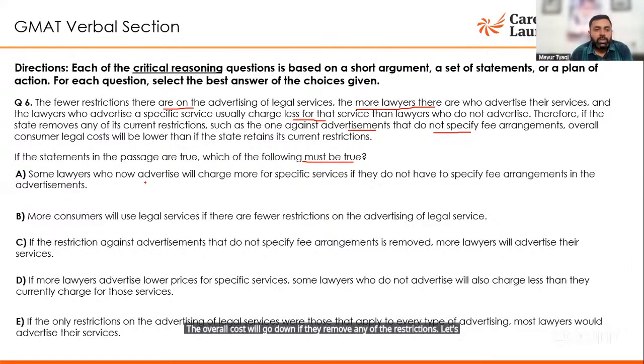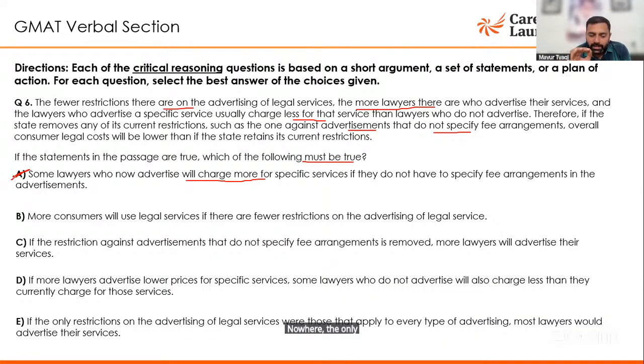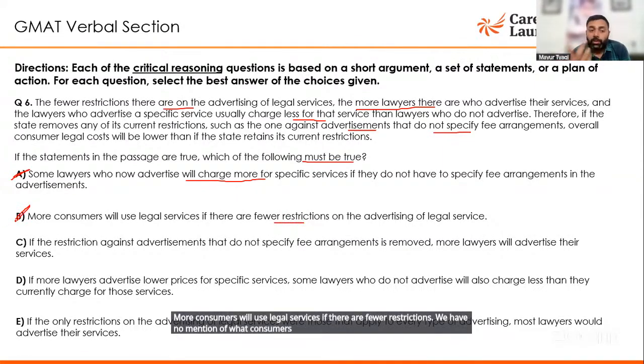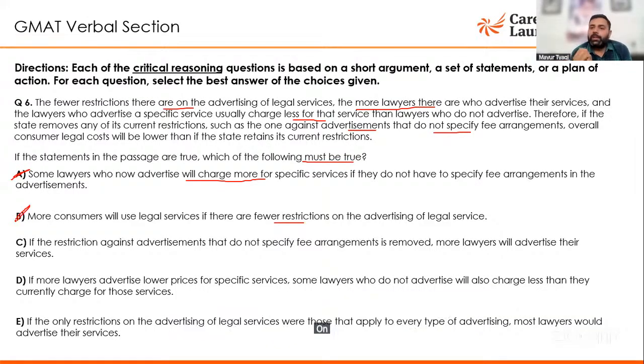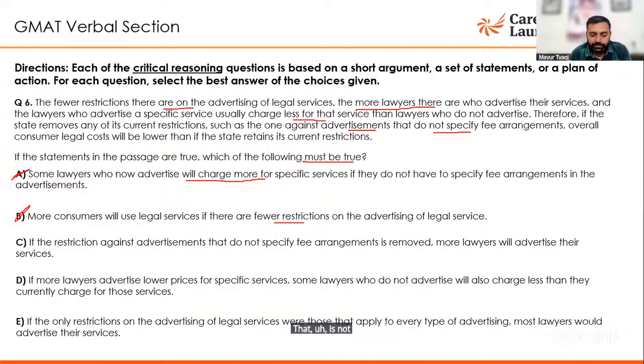Let's see. Some lawyers who now advertise will charge more. Now, the moment I read this, it's gone, right? The only thing the argument says is that the charge will go down, not high, right? So obviously that is a bit irrelevant, should not be drawn from. More consumers will use legal services if there are fewer restrictions. We have no mention of what consumers are going to be able to do. On an inference question, remember, no new information. You cannot go beyond what the passage says. You should not go beyond the evidence that is given to you. That is not how this works.